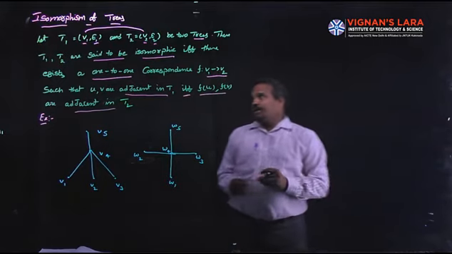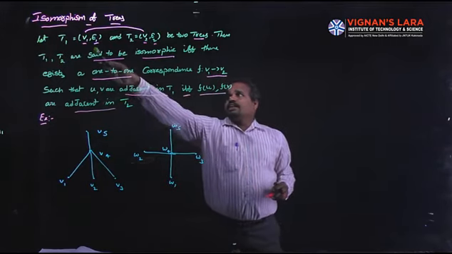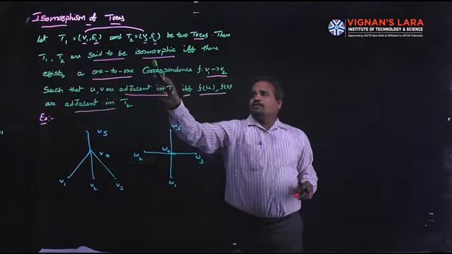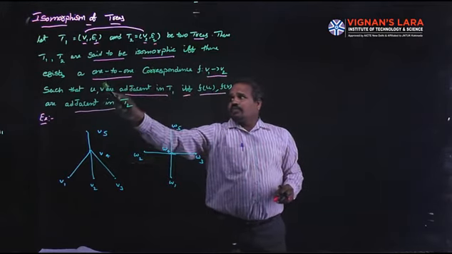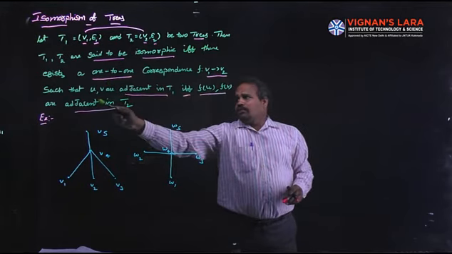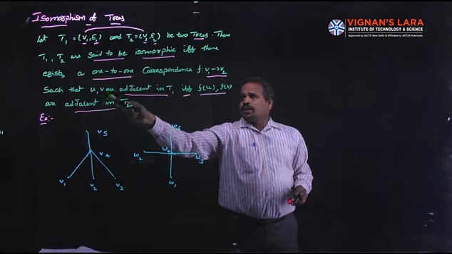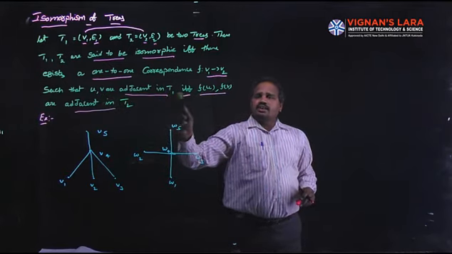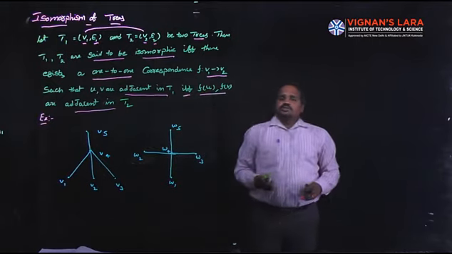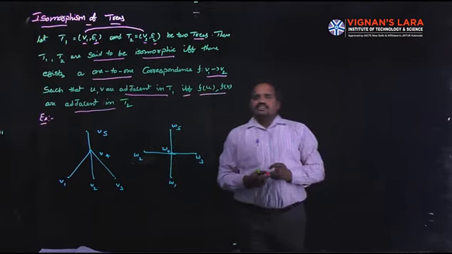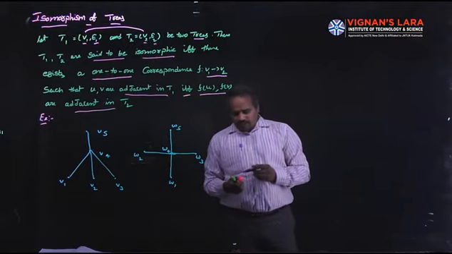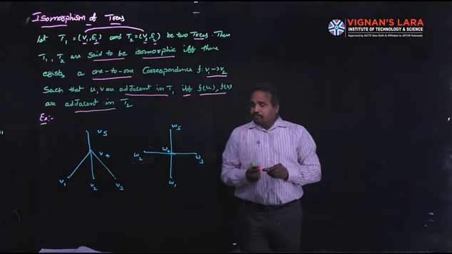Again I am repeating, isomorphic trees means T1 and T2 are any two trees, and they are said to be isomorphic if there exists a one-to-one correspondence F from V1 to V2 such that u, v are adjacent in T1 if and only if their images are adjacent in T2. If such a mapping exists, then those two trees are said to be isomorphic trees. Here I give an example. So see this.